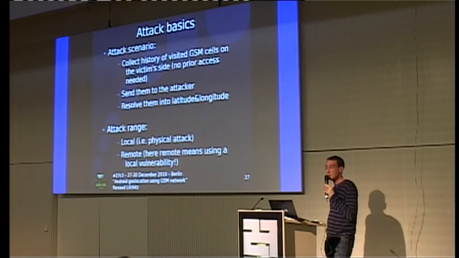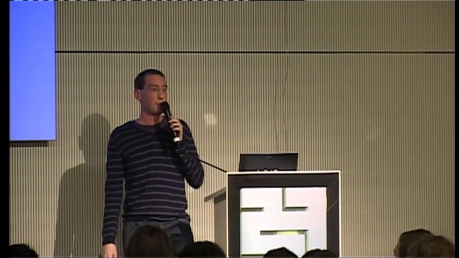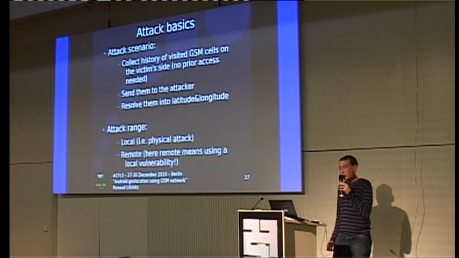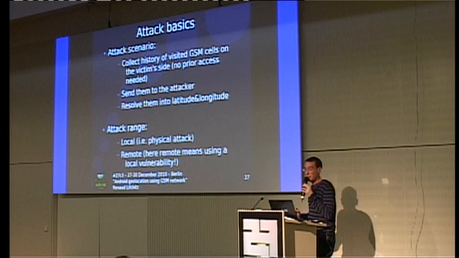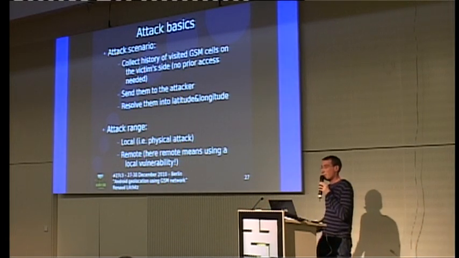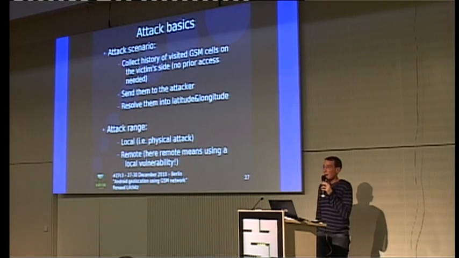You can do that locally. This will mean you have physical access to the victim phone, right? So this can be your friend's phone on the table. This can be your kid's phone, your spouse's phone, for instance. So if you have physical access, no problem. We'll see that in a few slides. Or you can do that remotely, but remote here doesn't mean we will use a remote vulnerability. In fact, we will better use a local vulnerability and a bit of social engineering, or not. It depends.